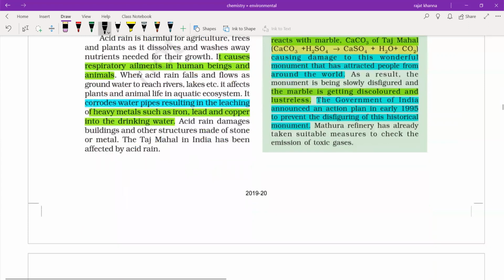Now it causes respiratory ailments in human beings and animals. It corrodes water pipes, resulting in leaching of heavy metals such as iron, lead, and copper into drinking water.